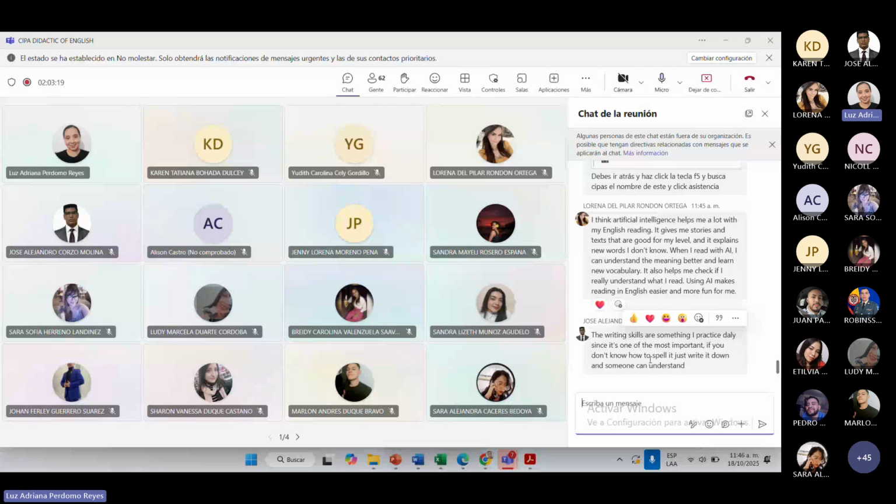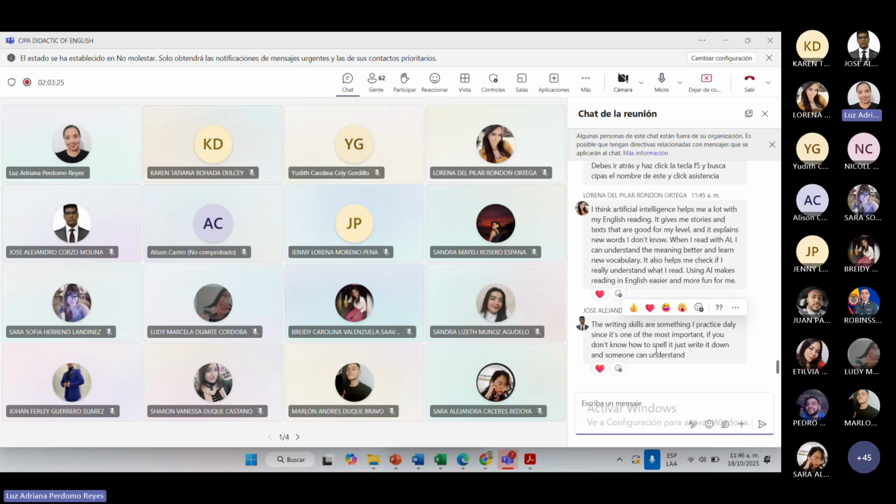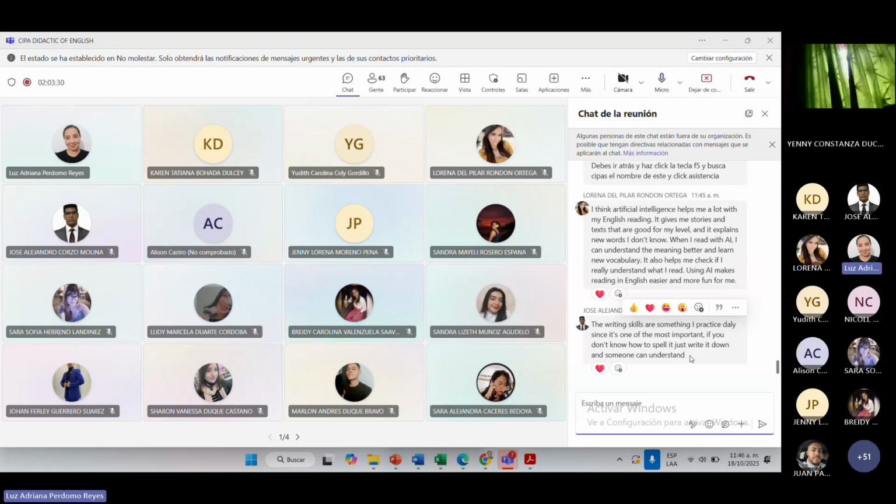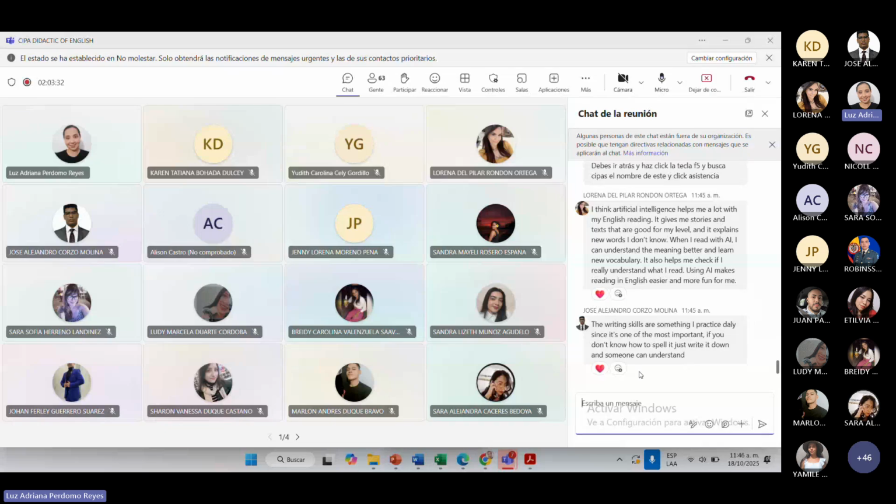The writing skills are something I practice daily, since it's one of the most important. If you don't know how to spell it, just write it down and someone can understand. Okay, very good insights.